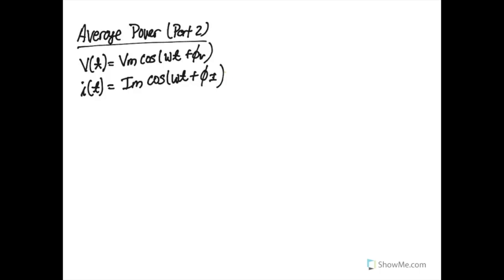Let's take a look at a more complicated scenario where we may not know the resistance of some object, but we know the voltage and current that is passing through it. And so, as before, we're going to look at our voltages and currents as time-based functions.